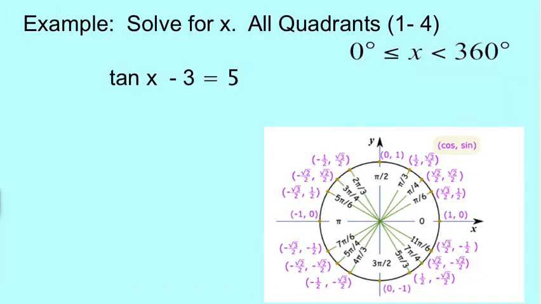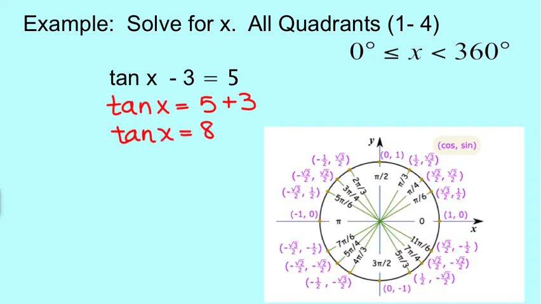All right, next example. The tangent of x minus 3 equals 5. We want to solve it for x. So we're going to undo that minus 3 first. We're going to add 3 to both sides. The tangent of x equals 8.